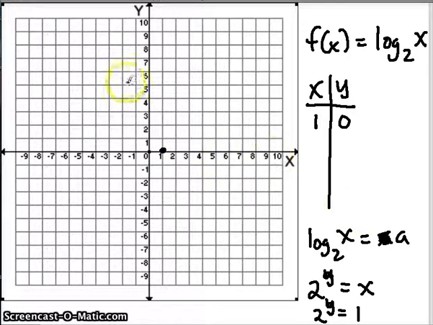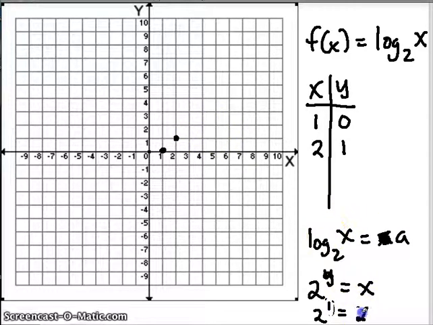Okay, let's try another one. Let's replace these two values here. I want another thing that makes it easy. So 2 to some power, let's say 2 to the first power gives me 2. So 1 is my y, or my output, which seems weird. 2 is my input there. So I graph 2, 1. So put your point right there, 2, 1.